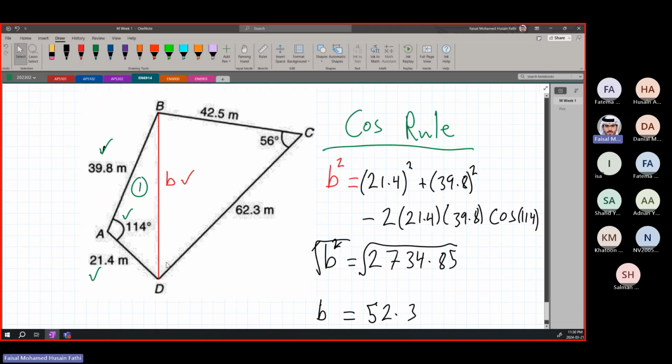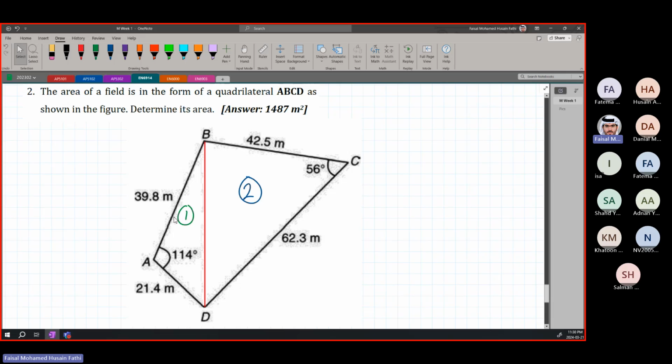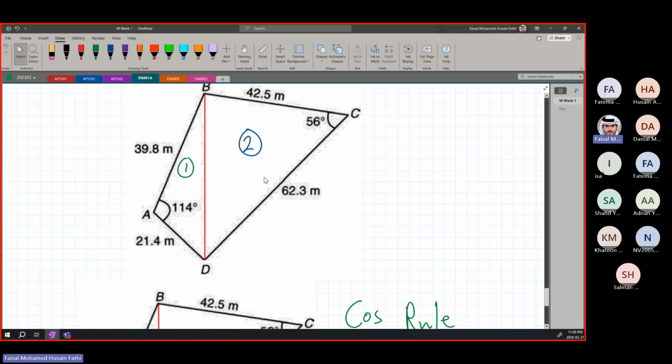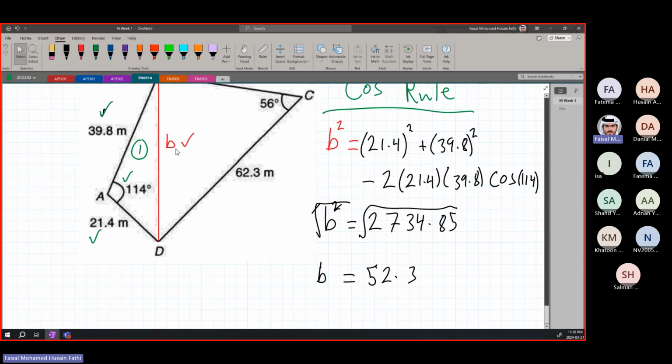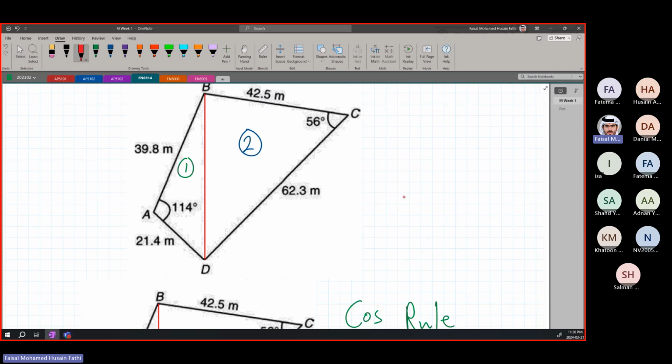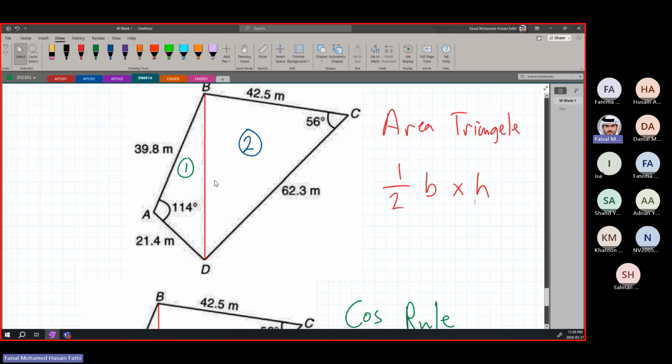The reason we are finding b is we are going to find the area of triangle number 1, then the area of triangle number 2, and then we're going to add them, because the question is to find the area of a field. So we need to find the area of this complete field. Okay? So now we found the base for both triangles. Then just to recall, area of a triangle is half base times height.